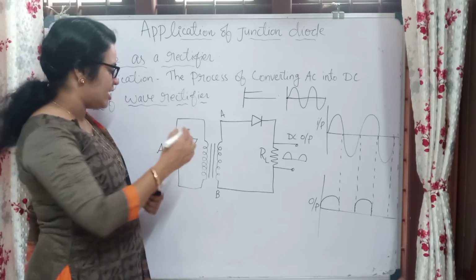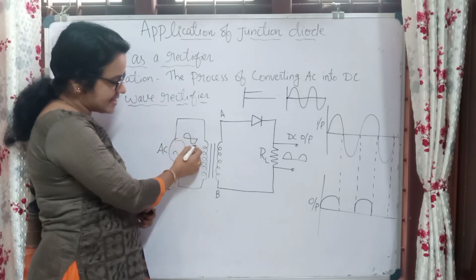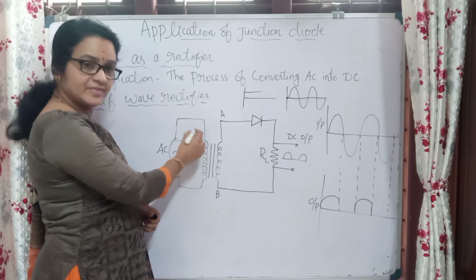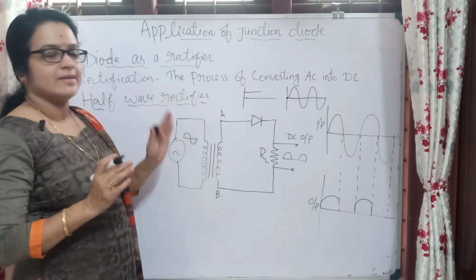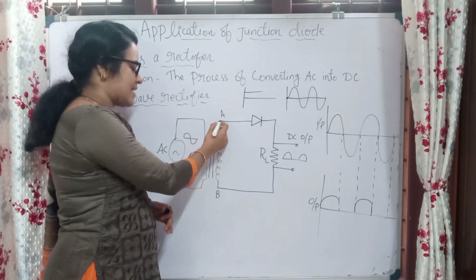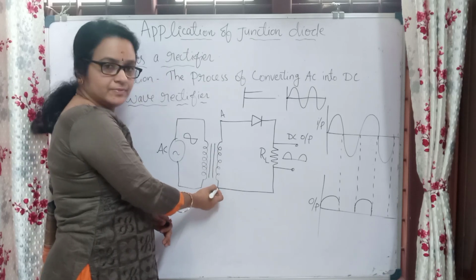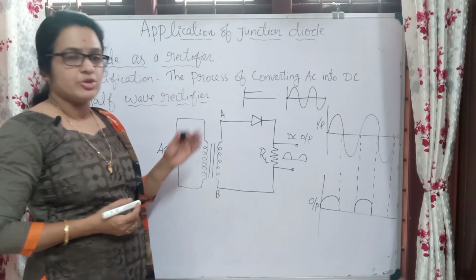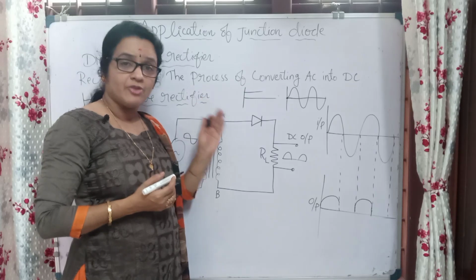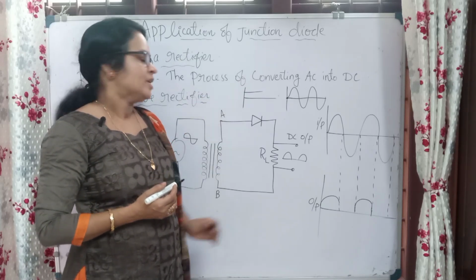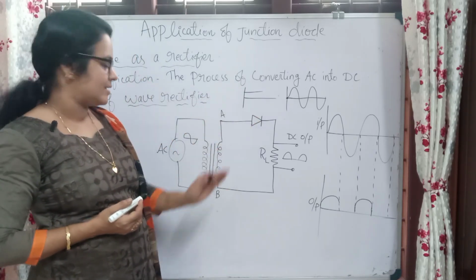And here we can see the input. Here we are applying the AC input, as shown. Clear? Now this is only the circuit. Here we can consider one end as A and the other end as B. Now we can look into the working, how the half wave rectifier works. For that, it is very easy to understand.